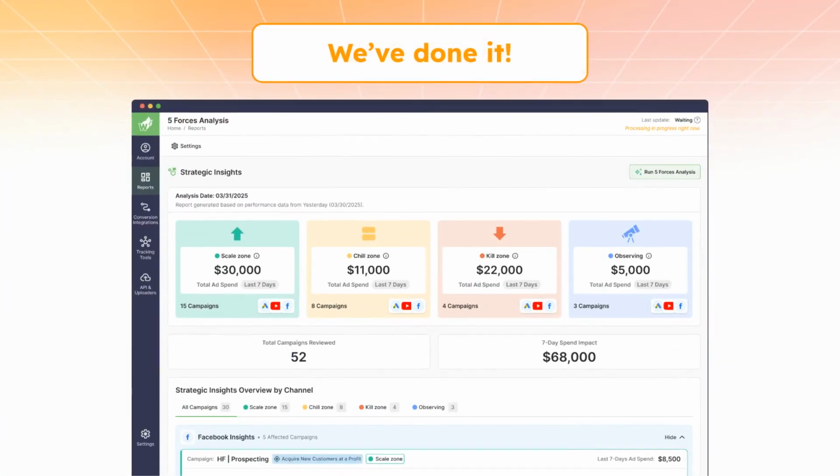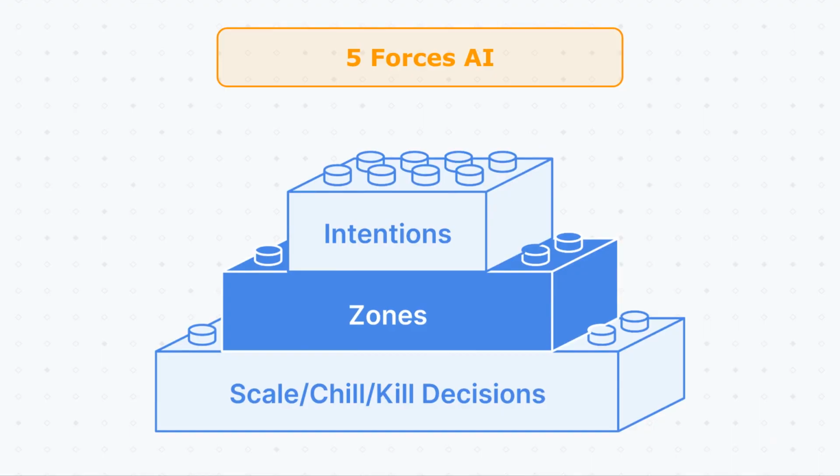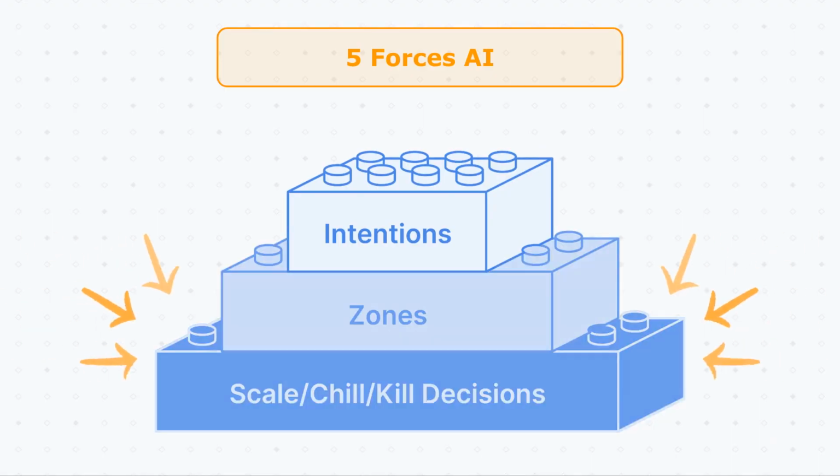We've done it. We've set the chill zones, done math even, and adjusted the math for the real world when necessary. The end result is going to save you hours a day and have our 5 Forces AI giving you scale, kill, chill decisions. Now that the 5 Forces AI is dialed in, let's act on the analysis with the scale, chill, and kill framework. I'll walk you through that process in the next video.